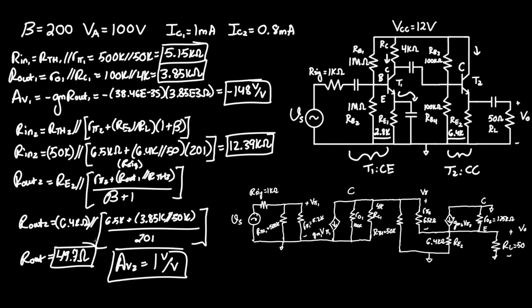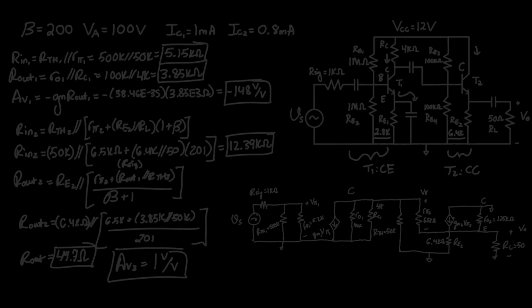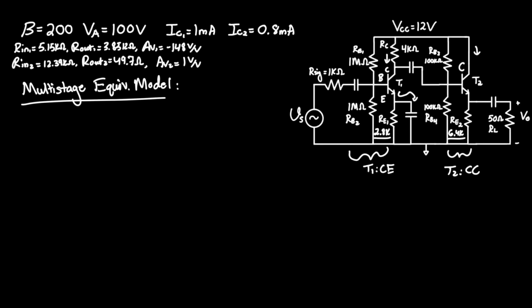Now let's move on to our final equivalent model. For this model, all we are considering are the input and output resistances, as well as the amplifications of each stage. This is very good for calculating the entire amplification of the circuit rather than just AV1 or AV2. And unfortunately, you can't just multiply AV1 times AV2 because that's not accounting for any resistances.